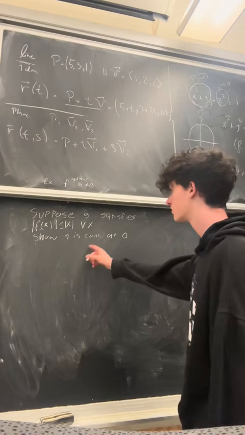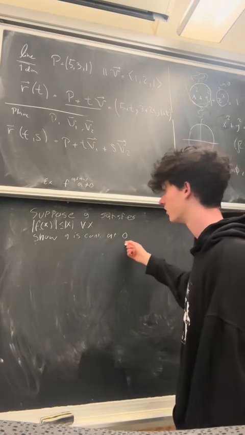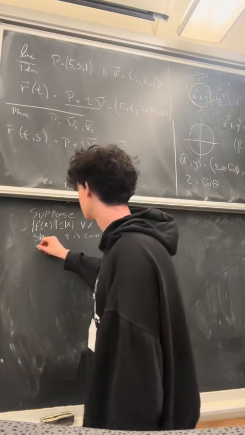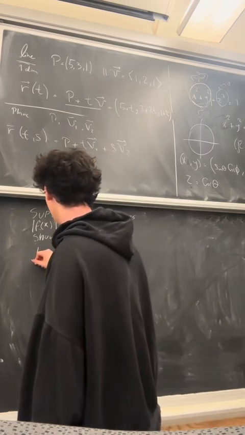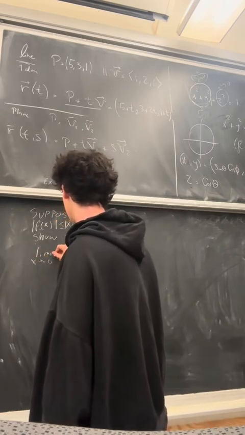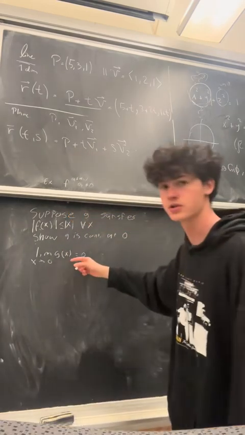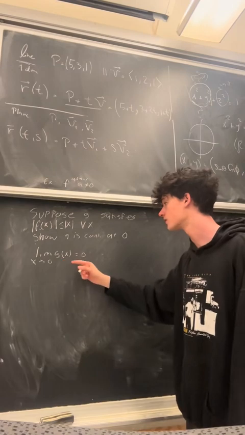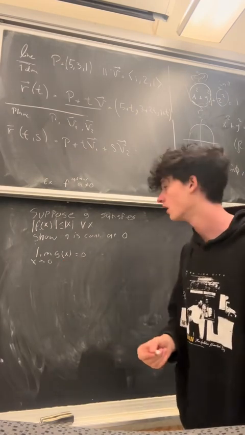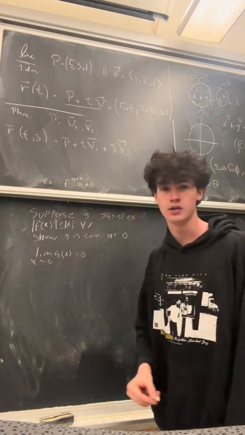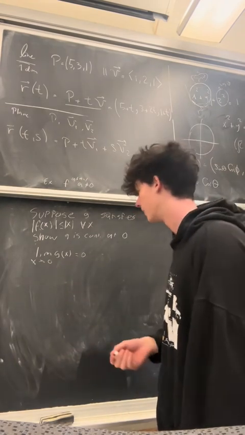So what does g of 0 equal to 0 mean? Well, for something to be continuous at 0, it means that the limit as x approaches 0 of g of x equals 0. And this is pretty much the definition of continuity. So if this is true, then we know that this is true. And how we prove that the limit as x goes to 0 of g of x is 0 is by using the epsilon delta definition of a limit.